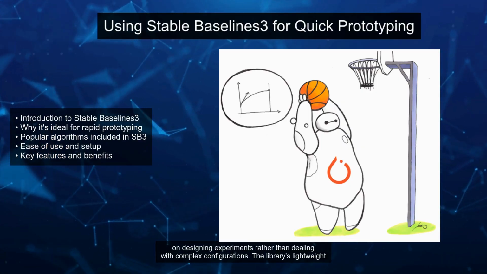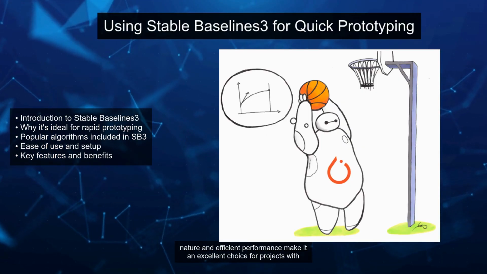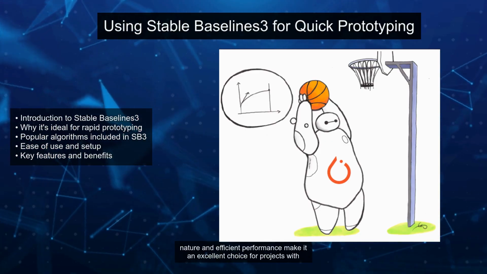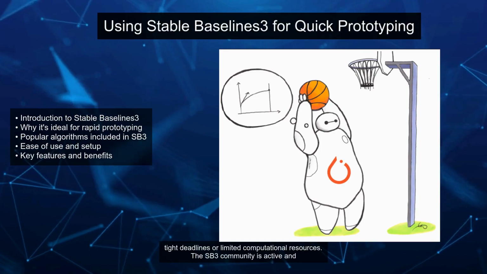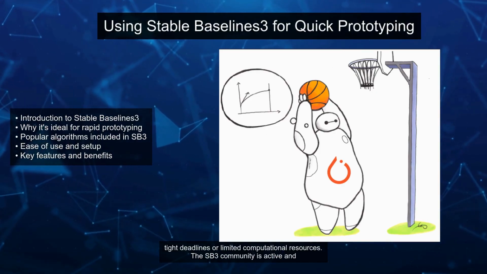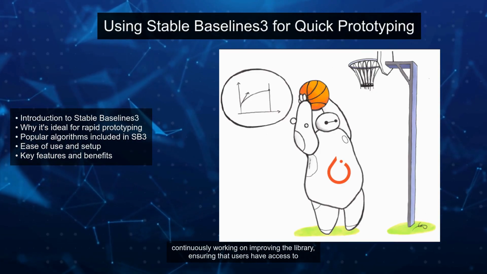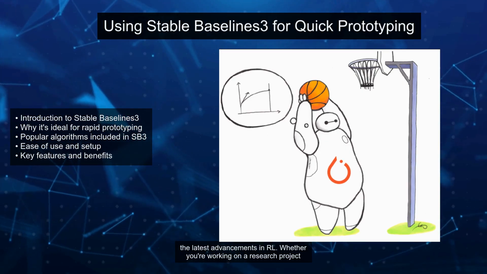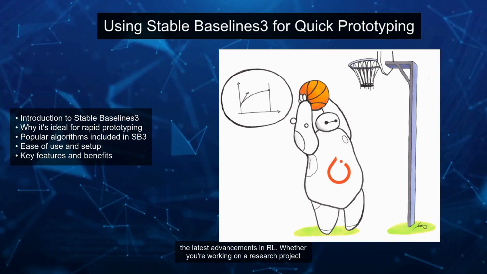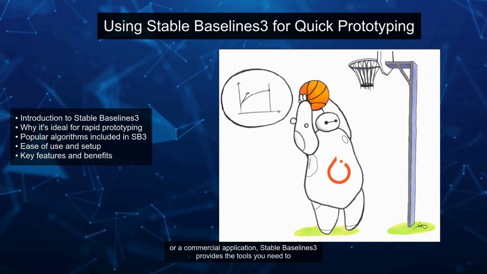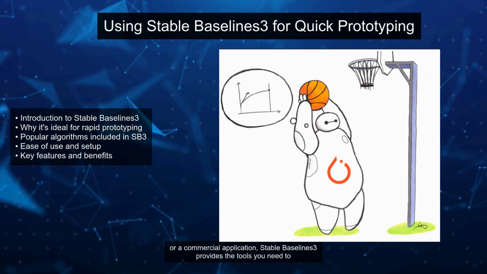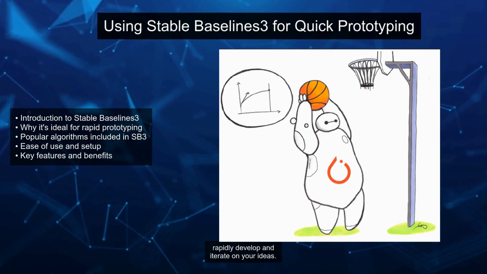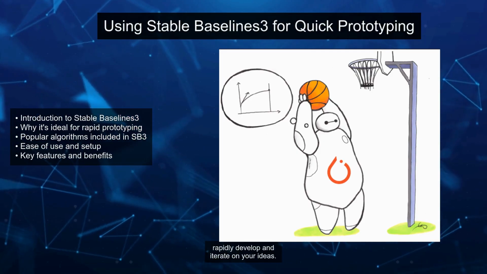focus on designing experiments rather than dealing with complex configurations. The library's lightweight nature and efficient performance make it an excellent choice for projects with tight deadlines or limited computational resources. The SB3 community is active and continuously working on improving the library, ensuring that users have access to the latest advancements in RL. Whether you're working on a research project or a commercial application, Stable Baselines3 provides the tools you need to rapidly develop and iterate on your ideas.